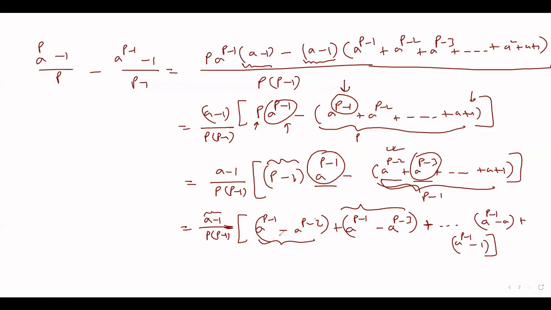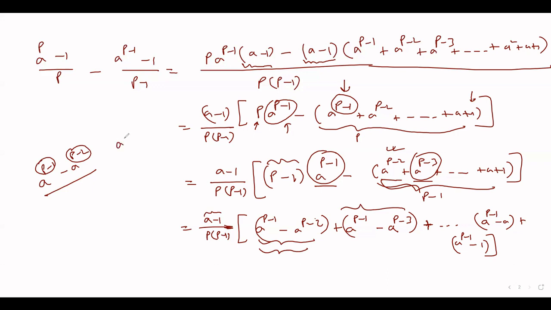So a is something that is not 1, but a is positive. In that case, choose any positive number a and think about this term. We have a to the power p minus 1 minus a to the power p minus 2. So this power is lesser than this power. So what is this expression going to be? Is it going to be positive or negative? It actually depends if a is less or greater than 1, right?